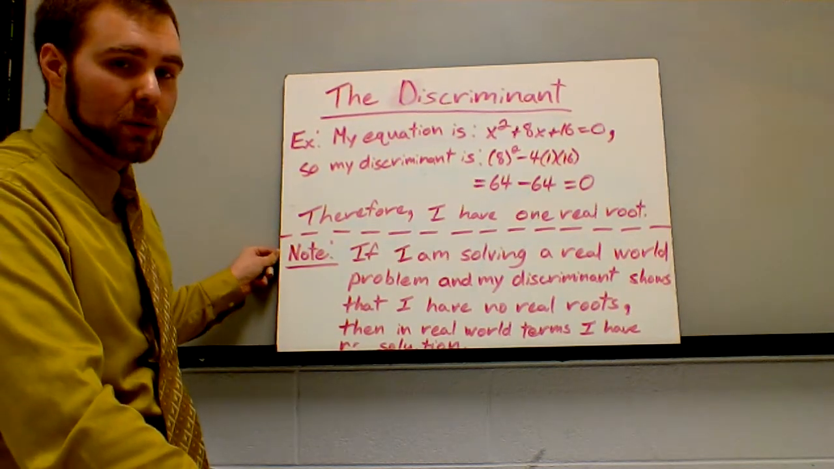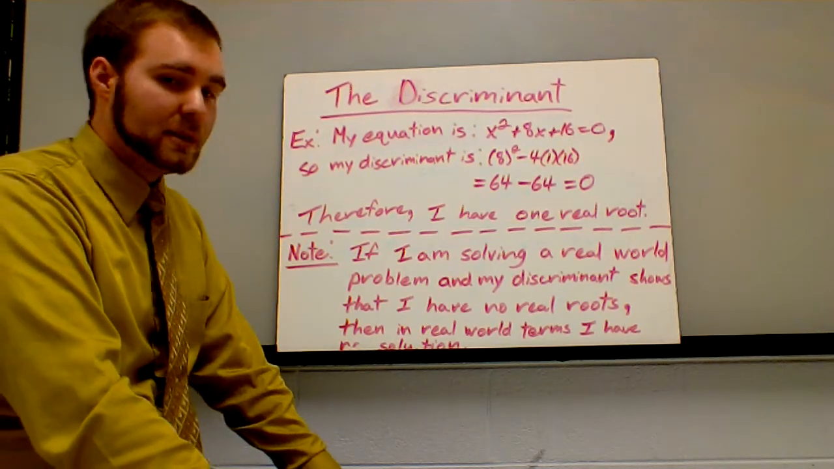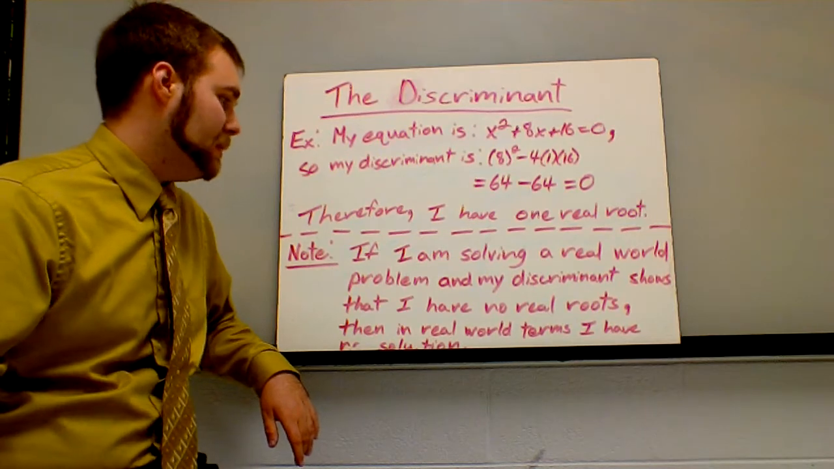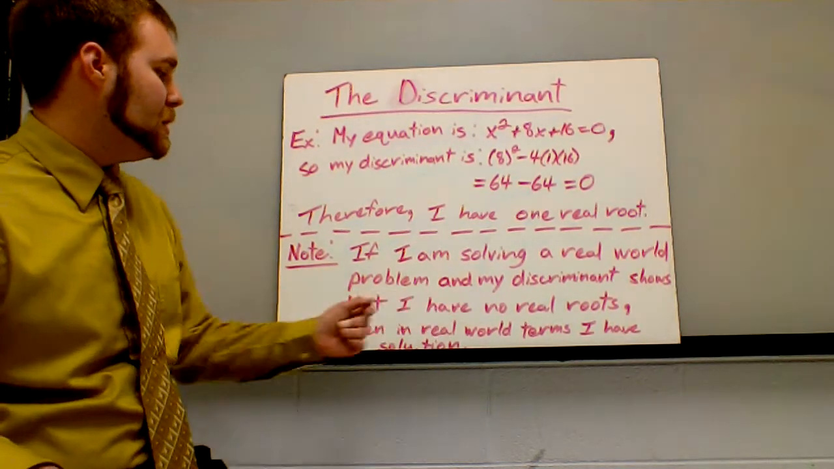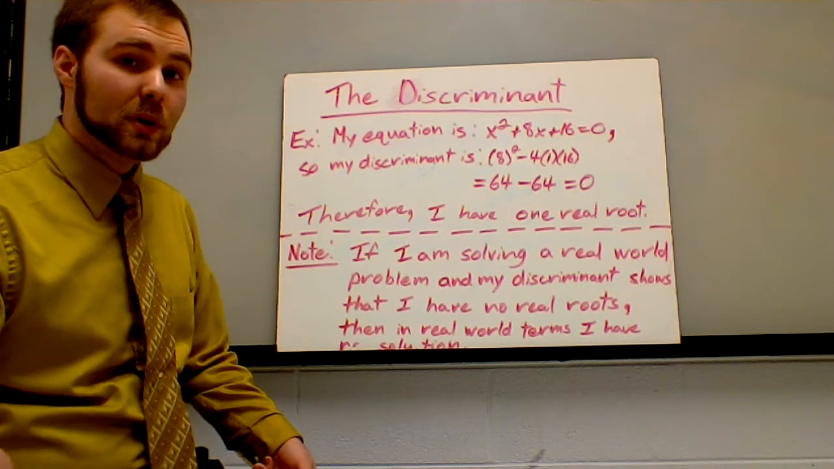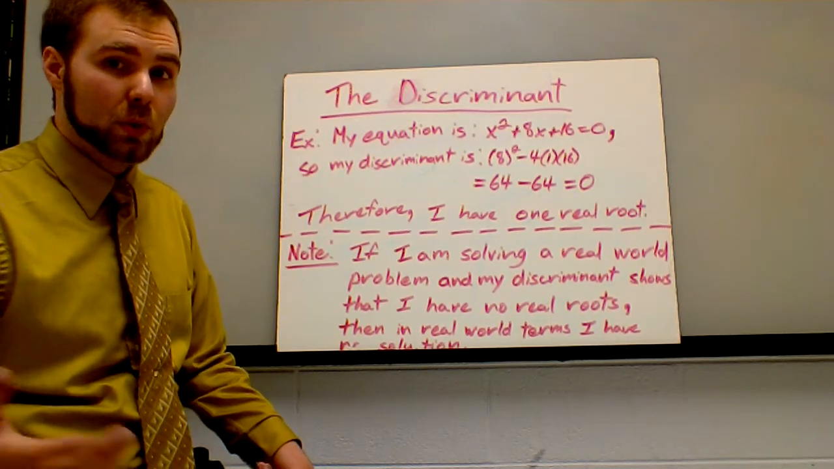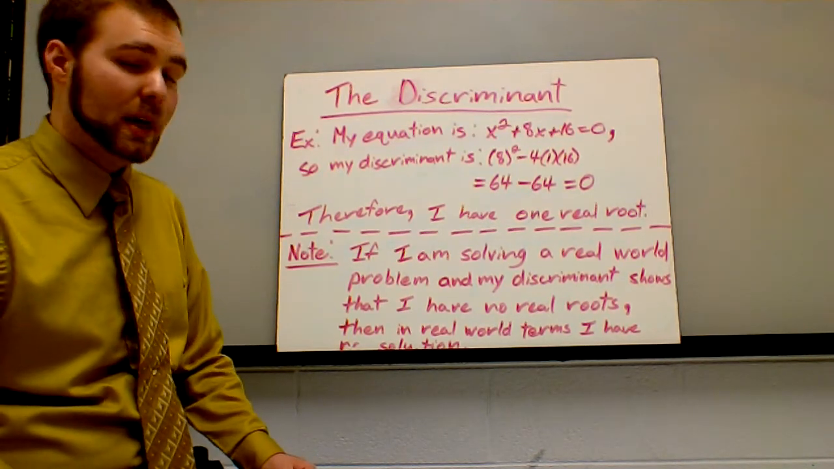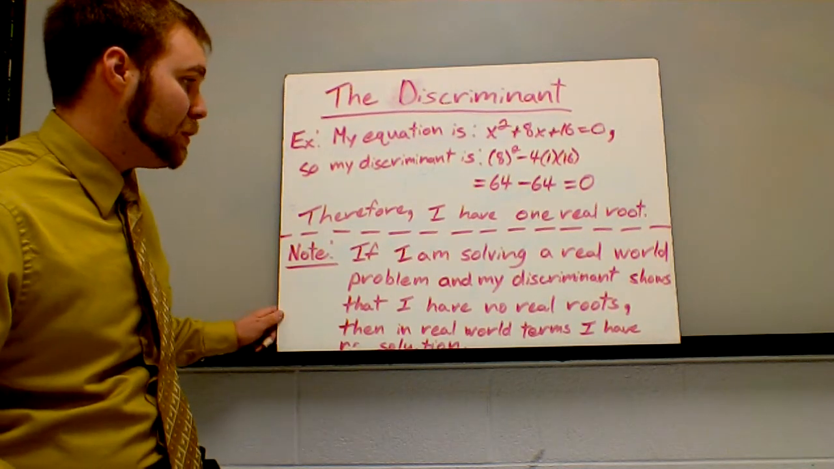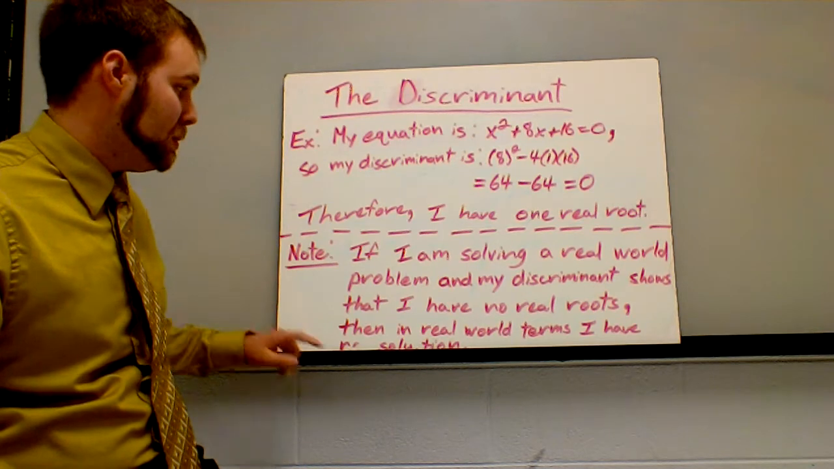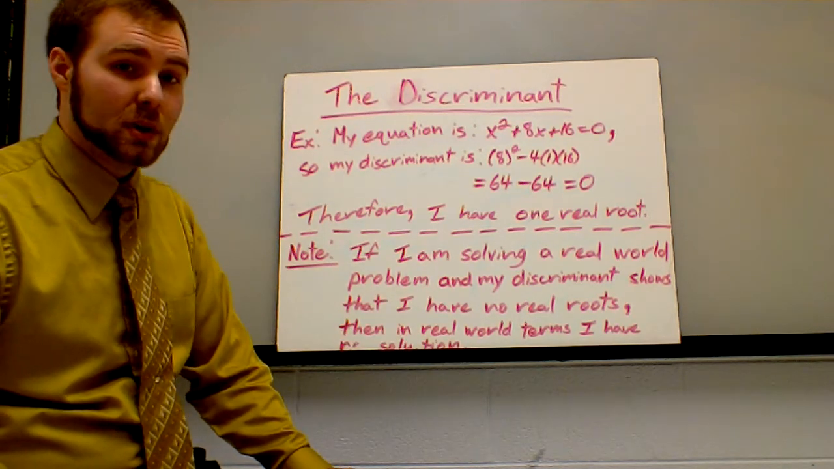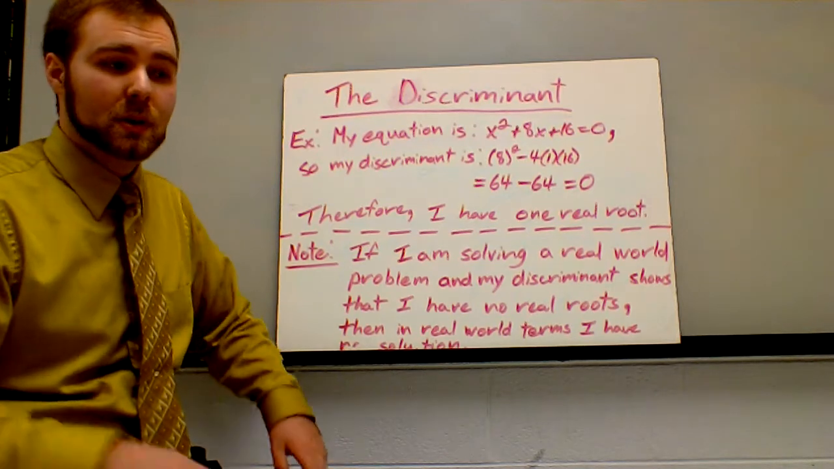So I need to make a quick note before you guys have class tomorrow, and that's if we're solving real-world problems. If my discriminant shows that I have no real roots, then in the real world situation, I have no real solutions. So that's no solution at all. So again, if you're solving a real world equation and your discriminant shows that you have no real roots, then in real world terms, you don't have a solution at all.